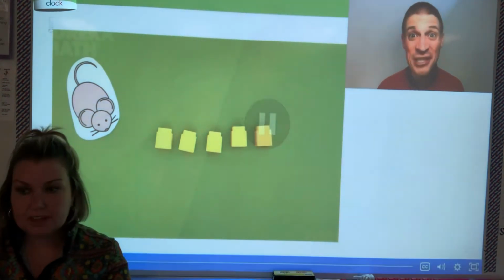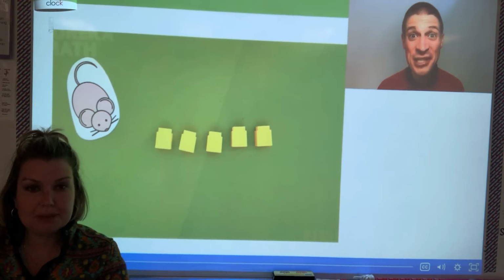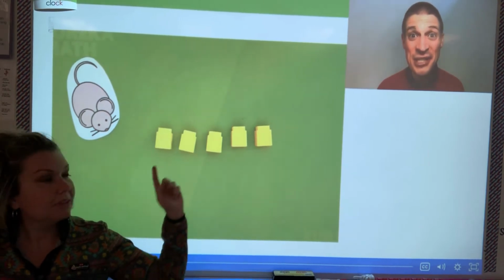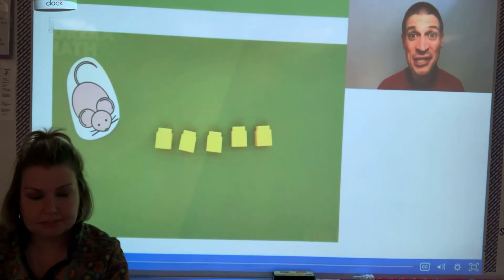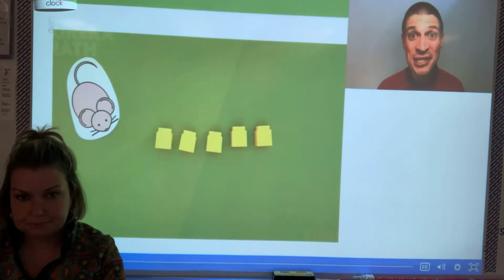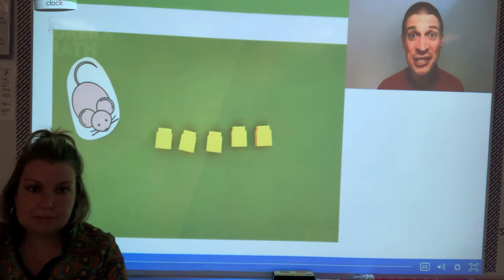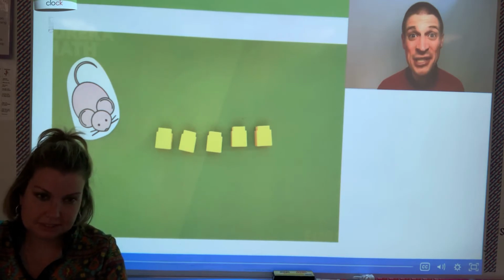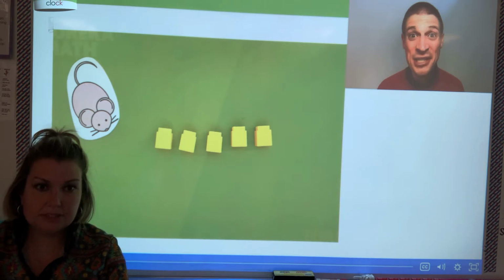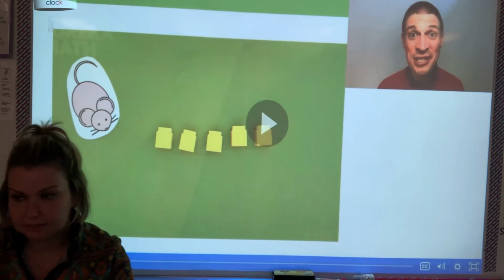Okay, I'm going to give you a second to put them out. So, put out 5 things to count with. If you don't have them, you can always draw 5 squares. Okay, looks like most of my friends are ready.